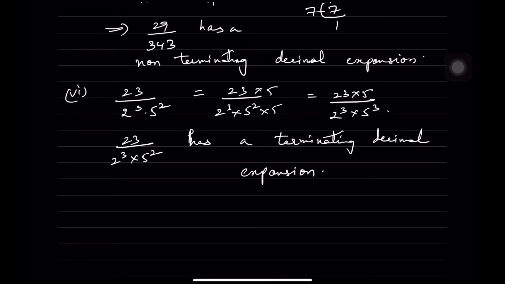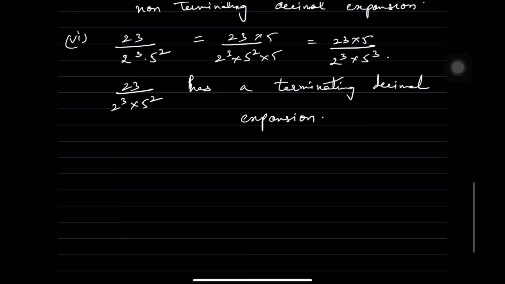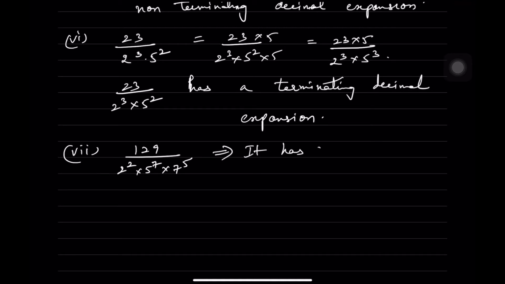The next problem, seventh one, 129 divided by 2 square into 5 to the power of 7 into 7 to the power of 5. Since the denominator has a multiple of 2, 5 and 7, it has a non-terminating repeating decimal expansion.